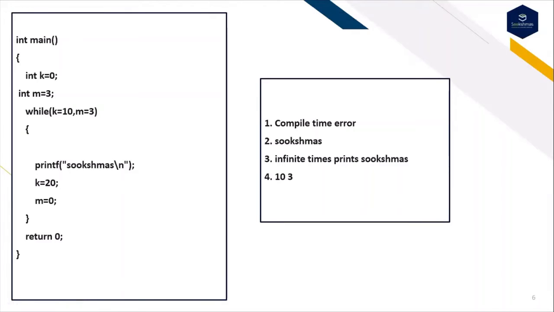Int main, int k is equal to 0, int m is equal to 3. This is the while loop, with k is equal to 10, comma m is equal to 3. Here I'm trying to print the value of Sookshmas, and again I'm reassigning k to 20 and m to 0. Predict the output of the following code. These are the options: compile time error, Sookshmas, Sookshmas printed infinite times, and the fourth option is 10 followed by 3 will be displayed on the screen.